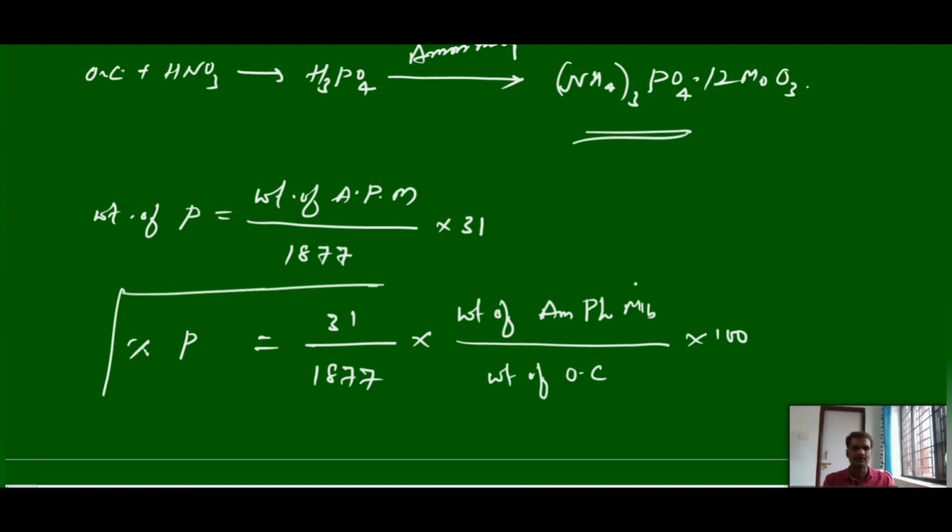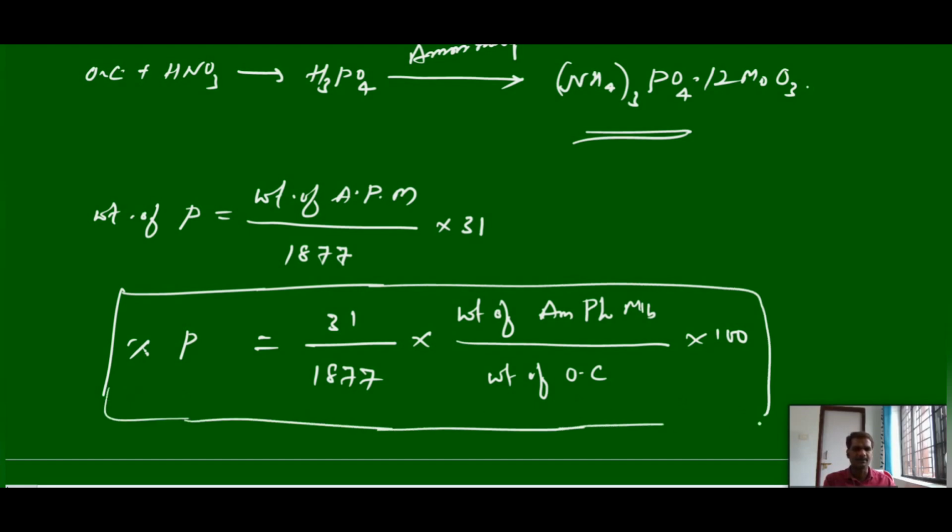So, this means you can convert the phosphorus present in an organic compound into a phosphorus precipitate in two ways, like magnesium pyrophosphate or ammonium phosphomolybdate. In either way, you can convert that phosphorus into the precipitate. So, from that you can identify the weight of phosphorus present in an organic compound. Two formulas here.